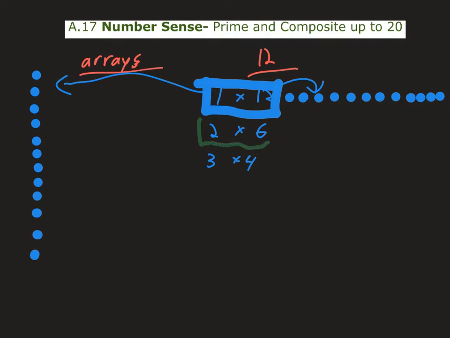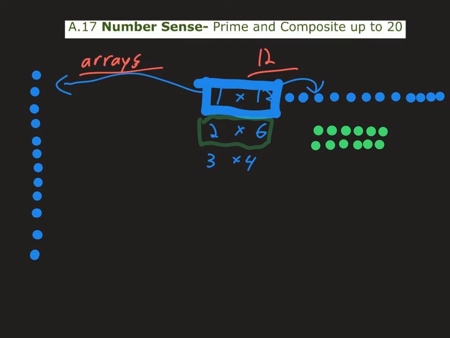So let's try it and do this a little bit differently. Let's do a 2 by 6, and let's do it in green. So my 2 by 6, I'm going to make 12 dots, but I'm going to go 1, 2, 3, 4, 5, 6. 1, 2, 3, 4, 5, 6. And now I've got 2 by 6, which makes 12 dots. It's 2 high, 6 wide.